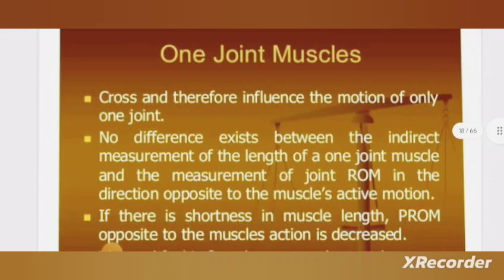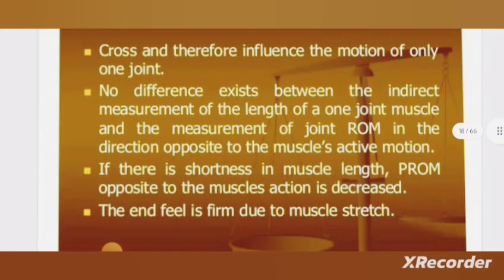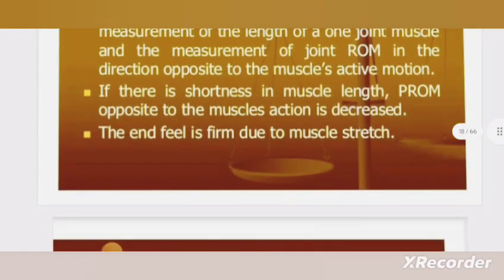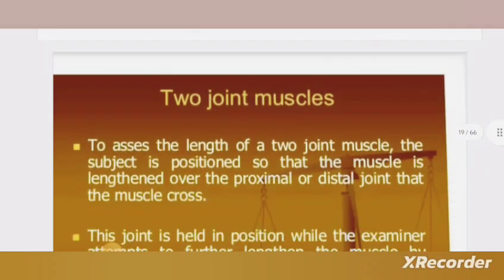Now we talk about the one joint muscle. It crosses and therefore influences the motion of only one joint. No difference exists between the indirect measurement of the length of a one joint muscle and the measurement of joint range of motion in the direct opposite to the muscle's active motion. If there is shortness in muscle length, passive range of motion opposite to the muscle's action is decreased and an end feel is formed due to muscle stretch.